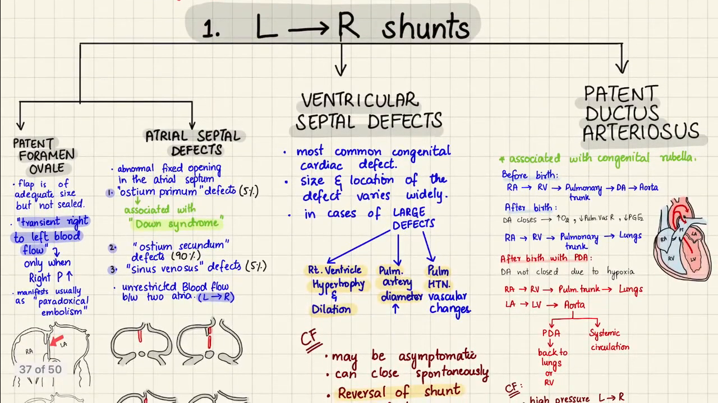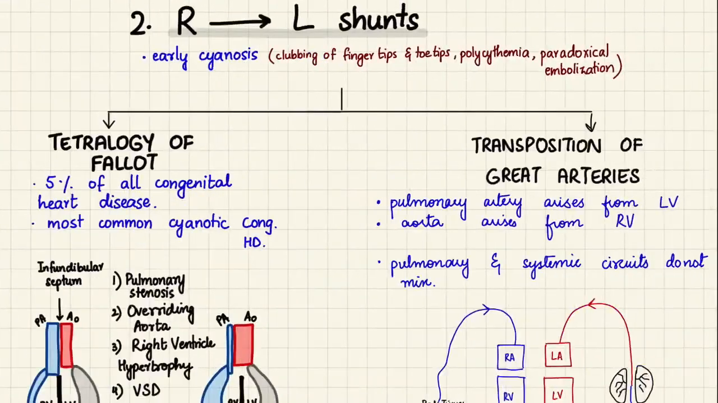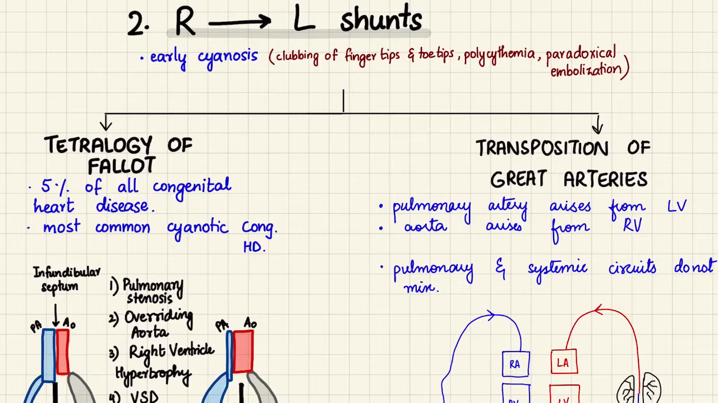So, as a recap, during left to right shunts, we do not have cyanosis usually. The biggest threat is Eisenmenger syndrome, which is most common in patent ductus arteriosus, common in ventricular septal defects, and not that common in atrial septal defects. Okay, so that is all about left to right shunts. Now let's see some right to left shunts.